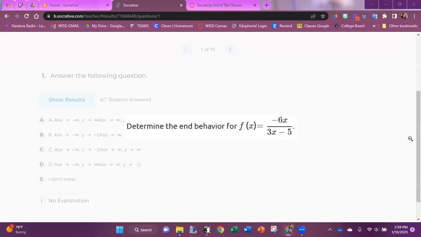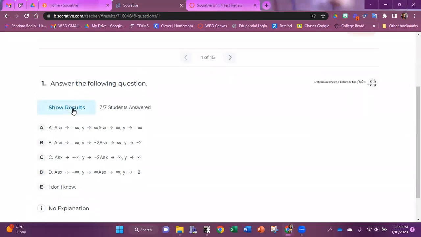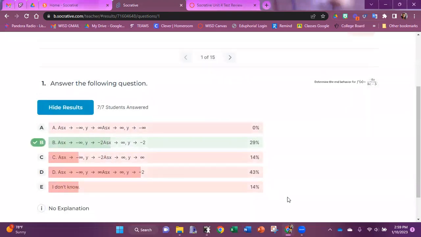End behavior, really, Daniel? In end behavior, where are your ends going? What are your ends approaching? 30 seconds. Oh, are we all in? Okay. All right. Okay. Let's talk about it.